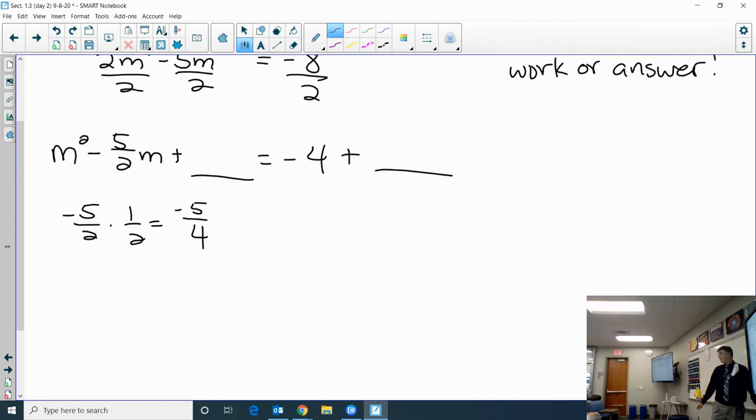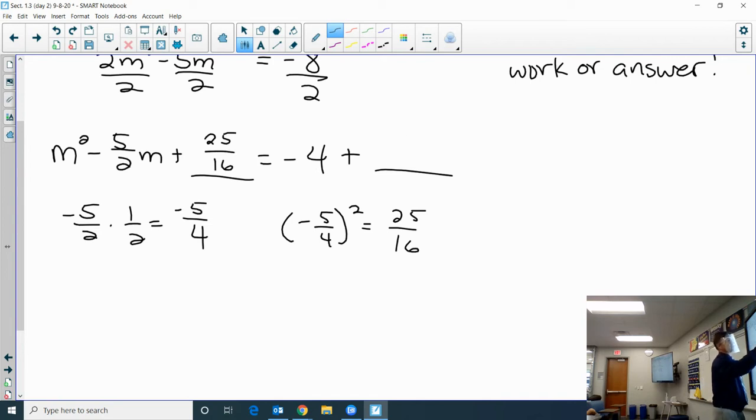All right, what do I still need to do? I got to square. Now, be careful here. What is negative 5 over 4 squared? It is positive 25 over 16. That is what goes in both spots. Okay.